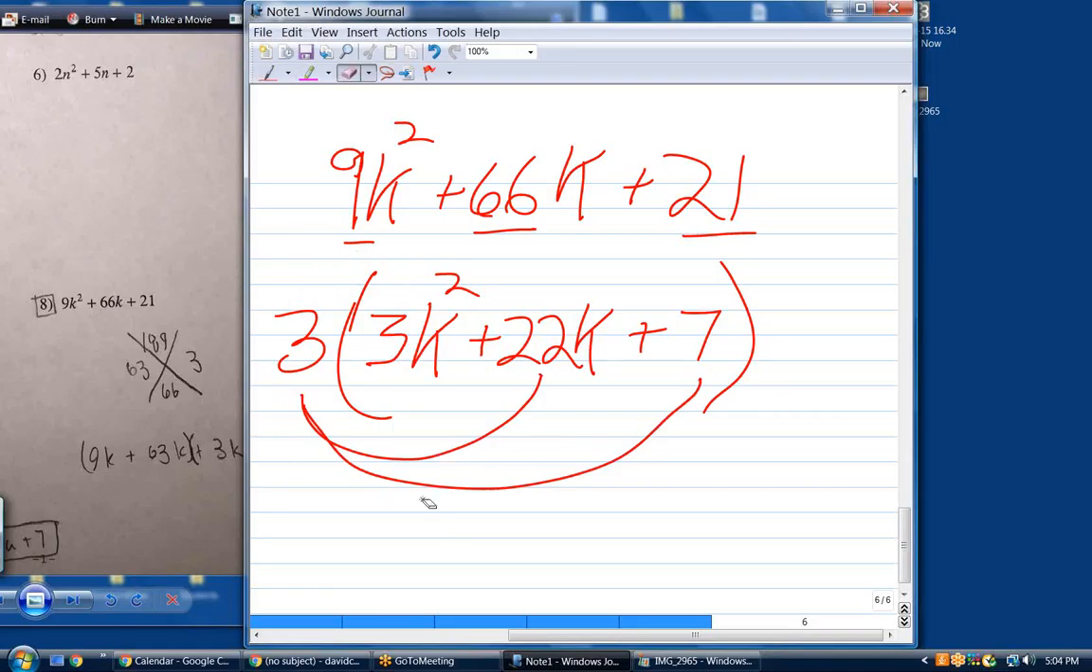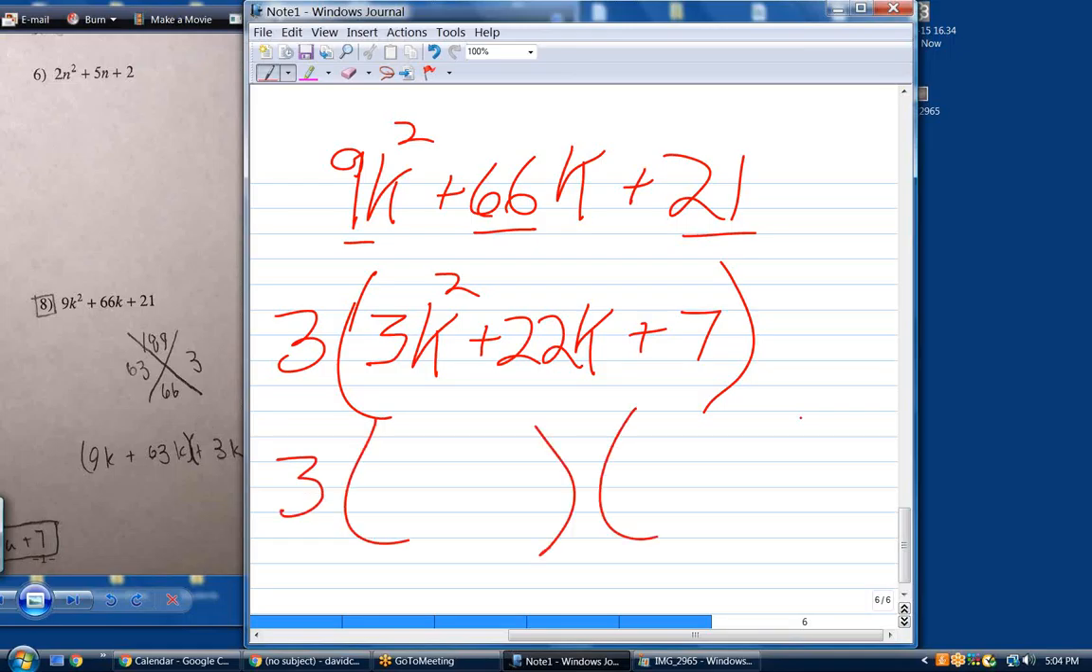Now this is going to turn into, my 3 doesn't go anywhere, but now I've got a problem that's a little easier to factor because this can only be 3K and K. It can no longer be 9 and 1. My signs are the same and they're both positive, and this can only be 7 and 1. So what if I tried 7 and 1? That doesn't work. That gives me 7 and 3, 10. But what if I reverse it and try 1 and 7?